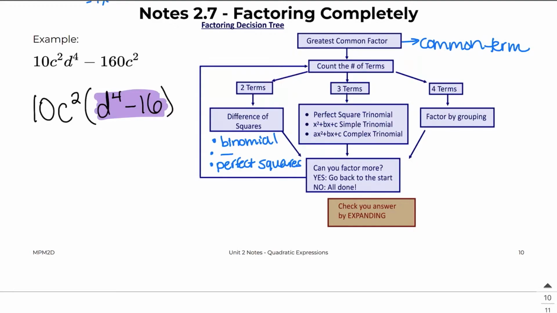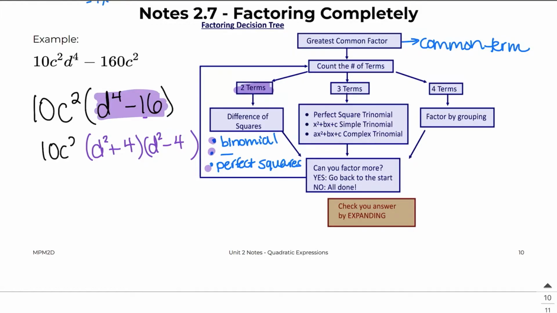So in the brackets, I do have two terms. So I want to know, is this a difference of perfect squares? In order for me to know if it's a difference of perfect squares, it has to be a binomial, which it is. We have to have subtraction, which we do. And we have to have perfect squares, which we also do. So I would go ahead and take this right here, and I would factor this as a difference of perfect squares. So the square root of d to the power of 4 is d squared. The square root of 16 is 4. And then we would have a plus sign and a minus sign.